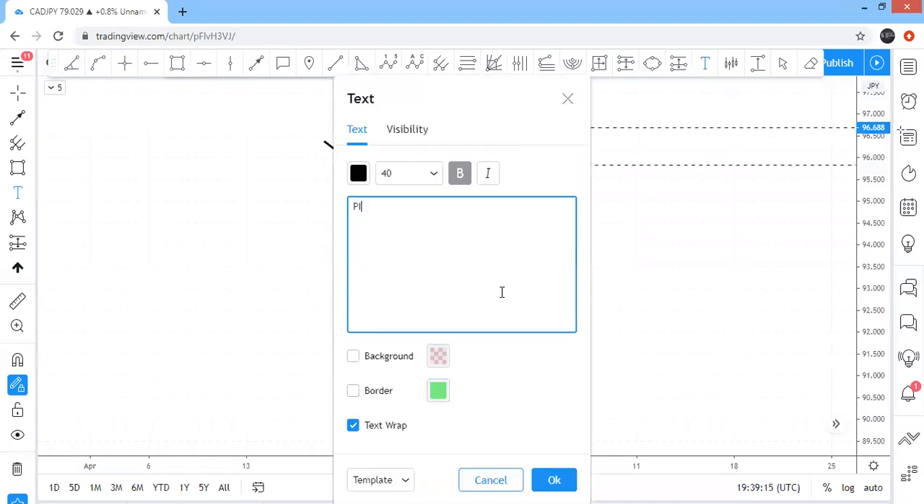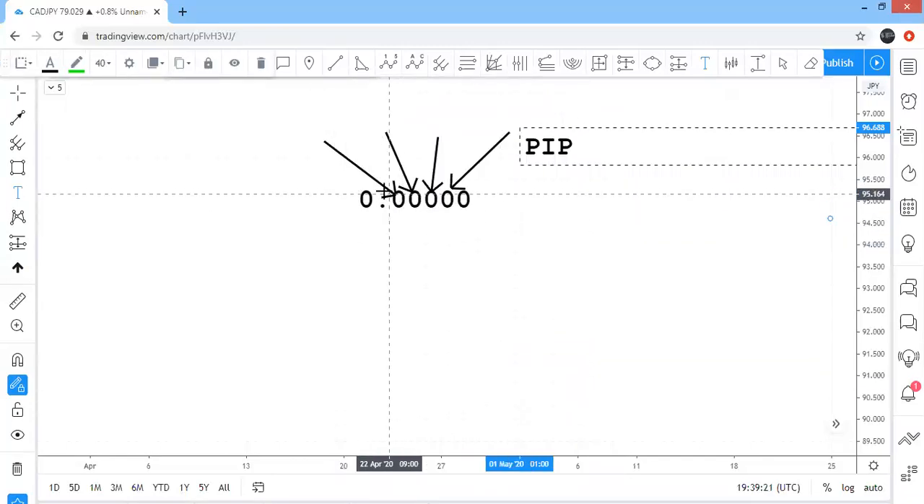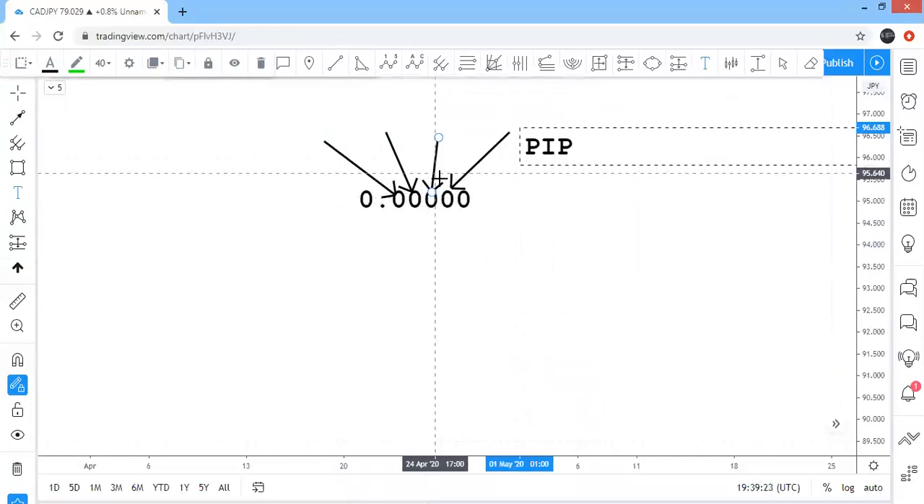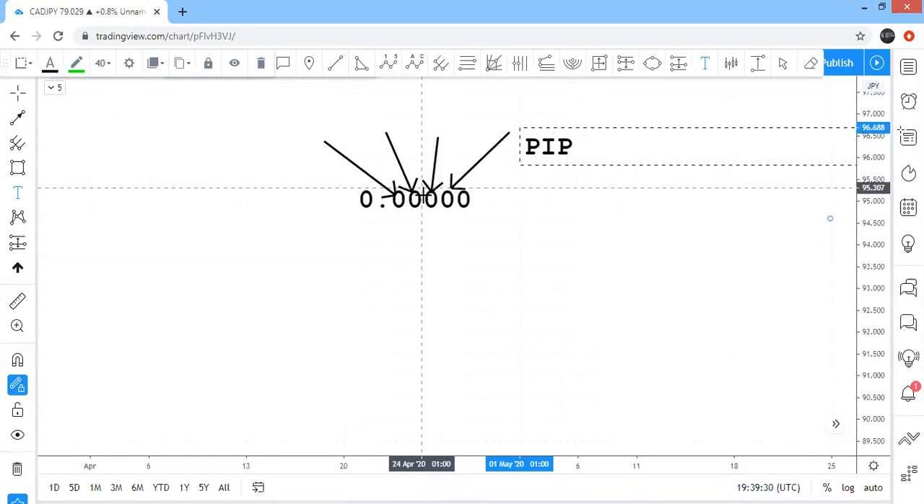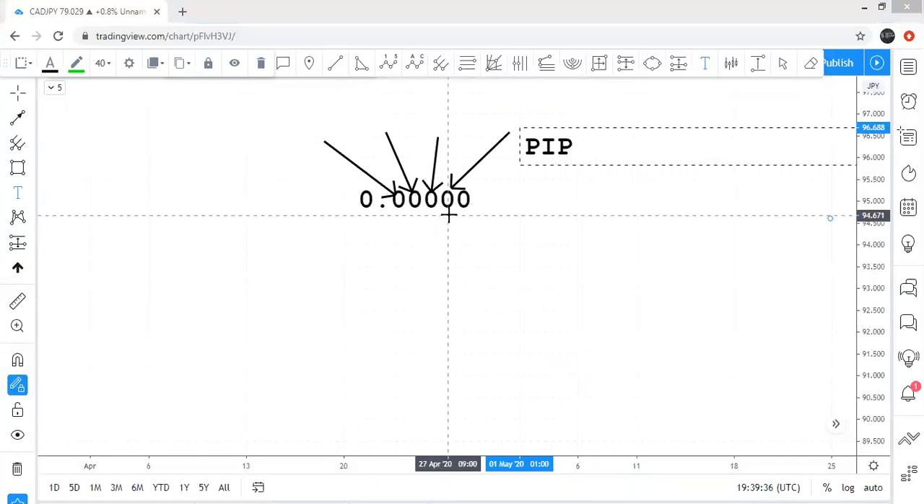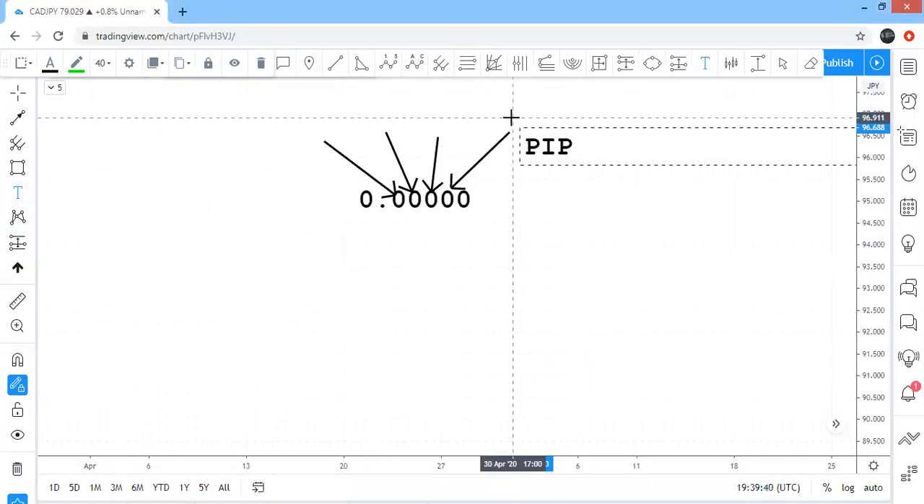The fourth number placed is the pip. So the decimal point is here, 1, 2, 3, 4. The rules change slightly when it comes to Japanese yen pairs, which we'll go through at another time. But let's focus on the general rule of thumb. The fourth number after the decimal place is the pip, and its value is 1.